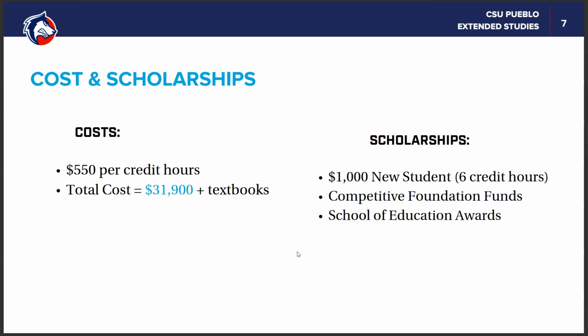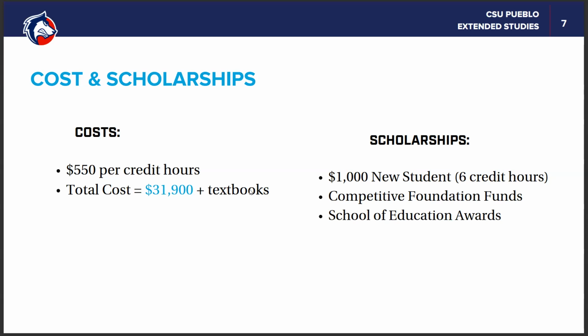All right, Nick. So what about costs and scholarships? Well, our costs are currently at $550 per credit hour. So if you do the math with the required number of credit hours, the total cost is $31,900 plus textbooks. Now that $31,900 does include all fees, so there won't be fees in addition to that, but the textbooks, depending on what the instructors have chosen, will be in addition to that $31,900. So what about financial aid and scholarships?